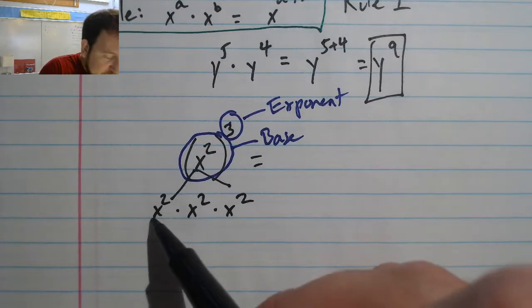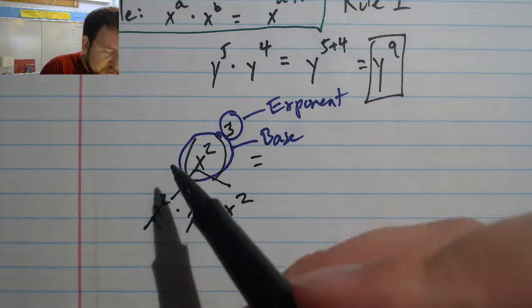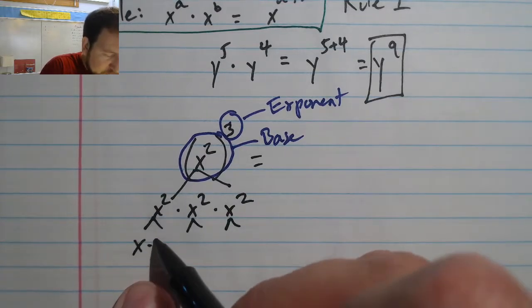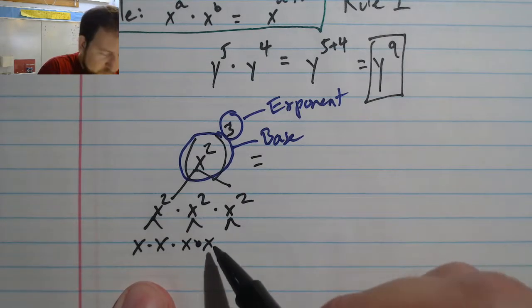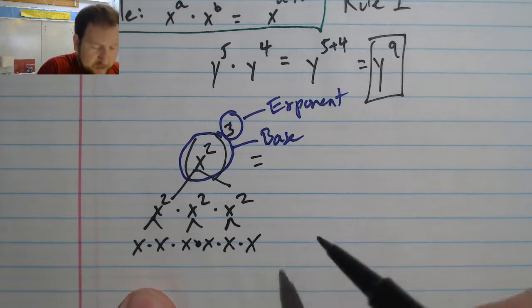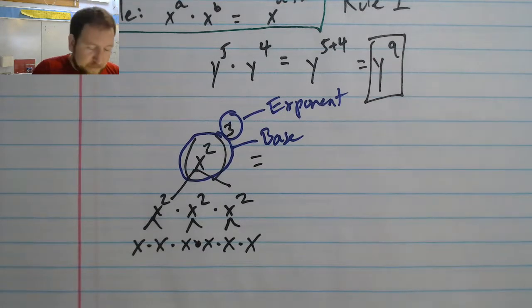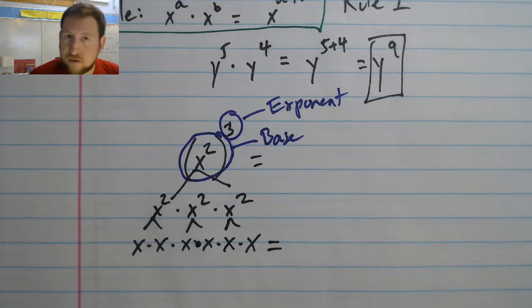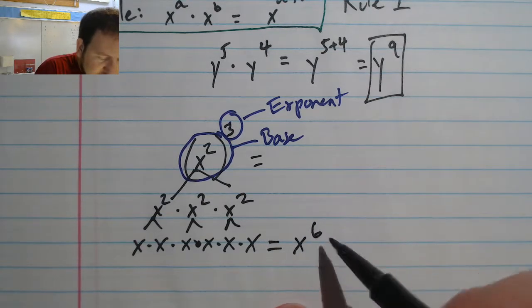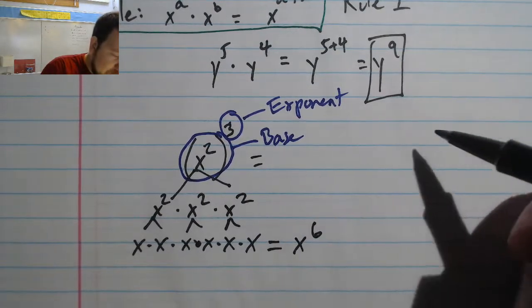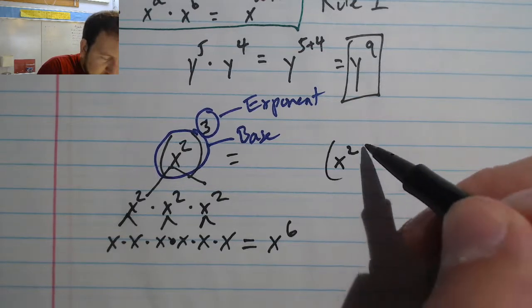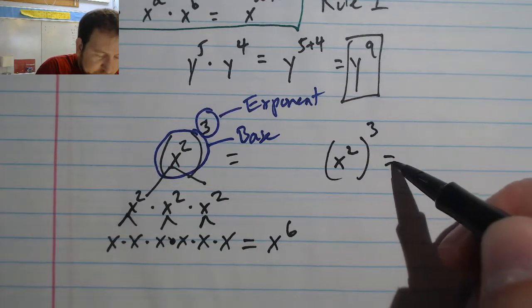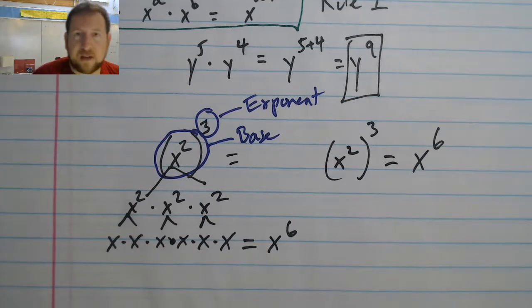Now, if I break apart each of these again into its parts, I can see that I would have x times x times x times x times x times x, 1, 2, 3, 4, 5, 6. I have 6 x's, multiply them by themselves. And in this case, I know, using my expanded form back to exponent form, this is going to be x to the 6th power. That means my original one, I'll rewrite it because I made it kind of messy, x squared to the 3rd power is equal to x to the 6th.